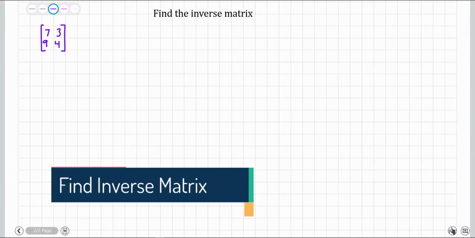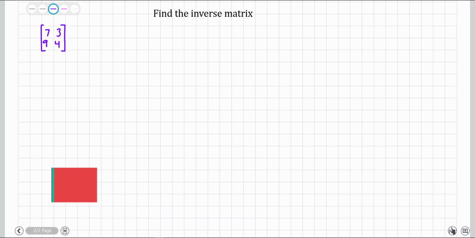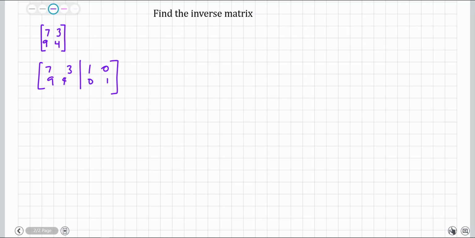All right, in the last video we were given two matrices and we wanted to see if they were inverses of each other by multiplying them and seeing that the product was the identity. To actually find the inverse of a matrix, what you do is you take the matrix and you make it augmented, added here with the identity. In other words, if this is matrix A, what we've done is A augmented with the identity.